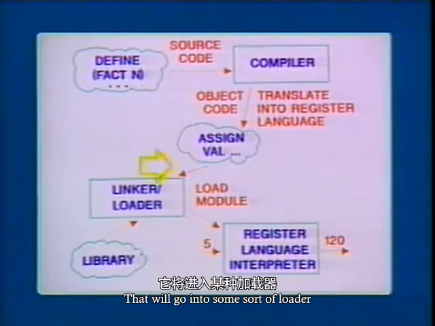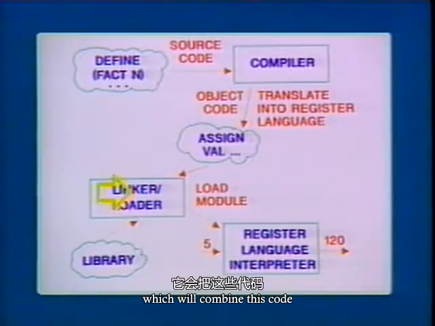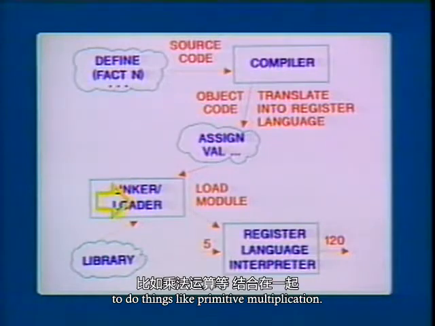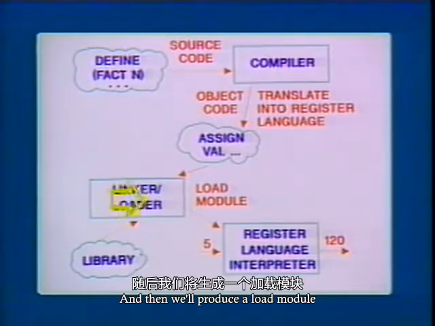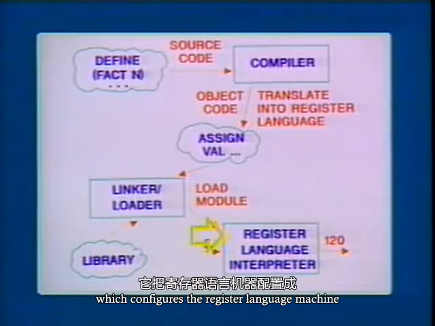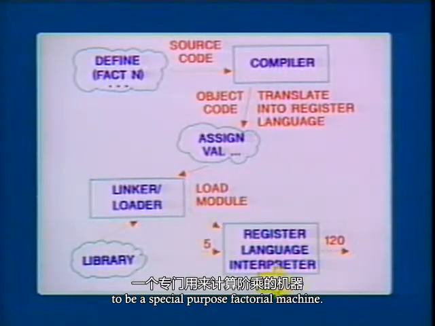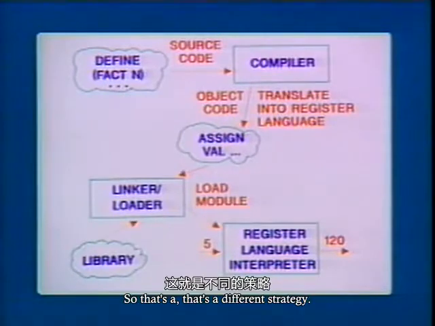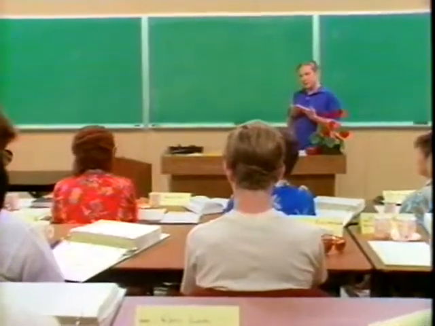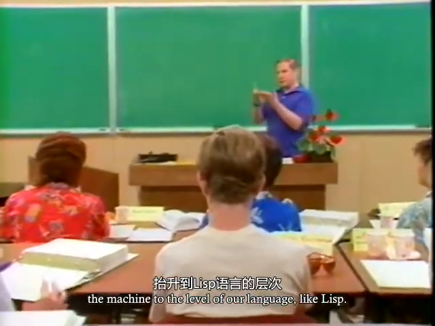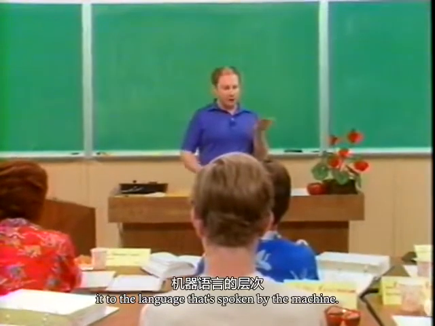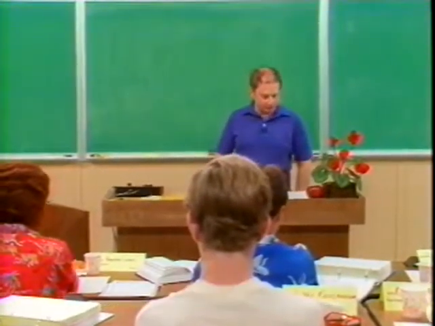That will go into some sort of loader, which will combine this code with code selected from the library to do things like primitive multiplication. And then we'll produce a load module, which configures the register language machine to be a special purpose factorial machine. Right, so that's a different strategy. In interpretation, we're raising the machine to the level of our language, like Lisp. In compilation, we're taking our program and lowering it to the language that's spoken by the machine.